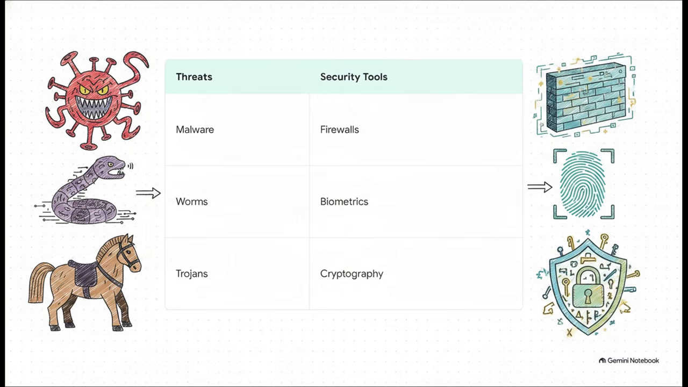To fight this, administrators deploy layered defensive tools. You've got firewalls blocking unauthorized access right at the perimeter of the network. Meanwhile, the foundational science of cryptography steps in to scramble the actual transaction data itself. That renders it completely useless to an attacker, even if a worm somehow manages to intercept it.